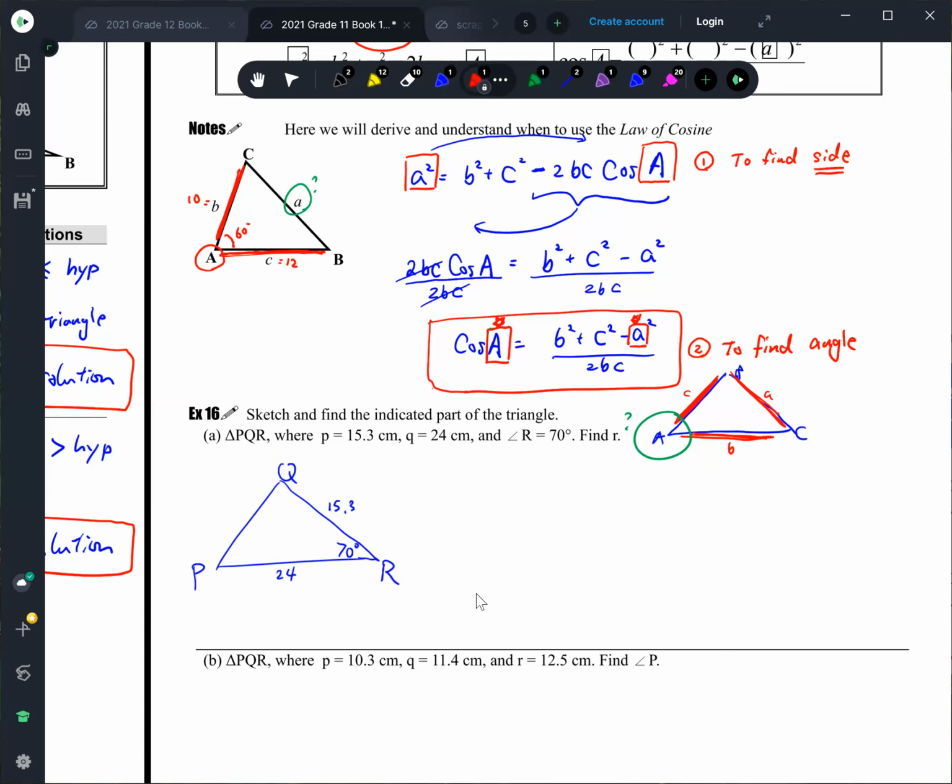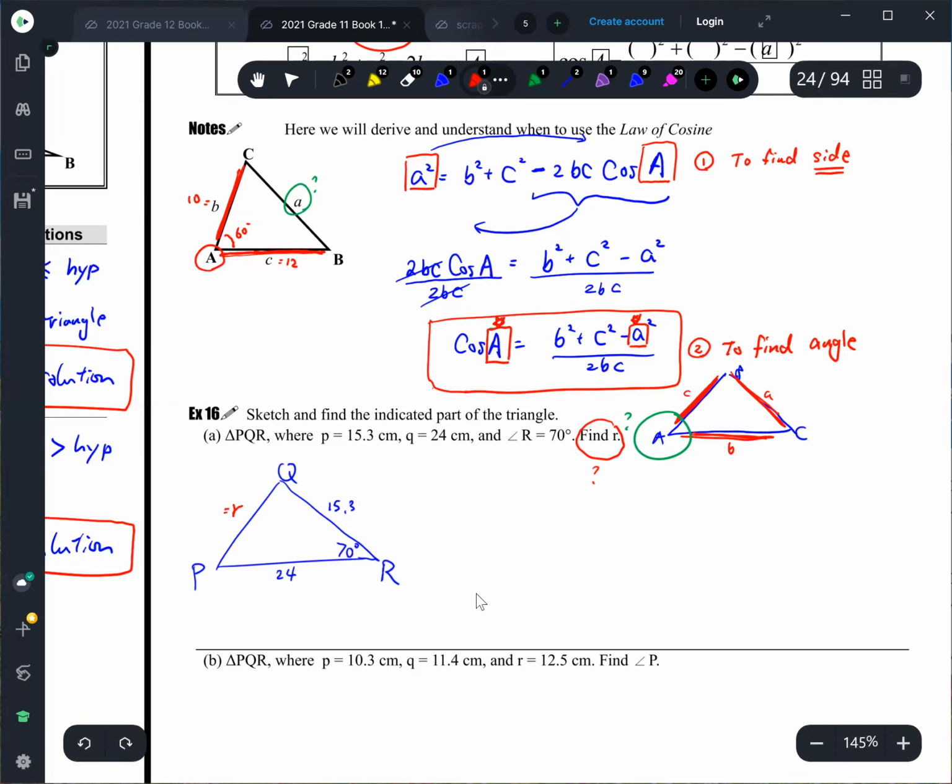All right, so we are looking for R, right? Find R. So should we use formula number 1 or number 2? Valerie? Formula 1. Formula 1, because? Finding a side. Yes, okay. Which side are we finding? R. R, very good. Okay, so this is the missing side we're looking for.